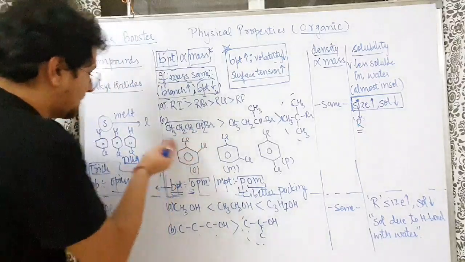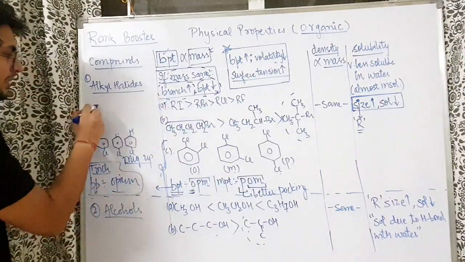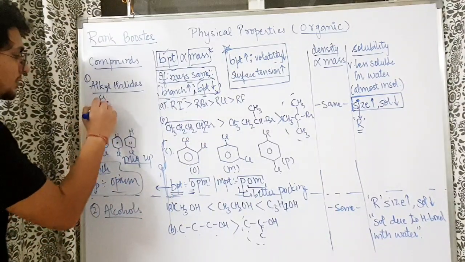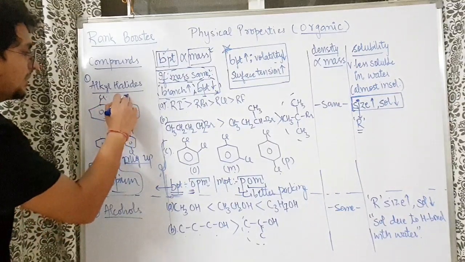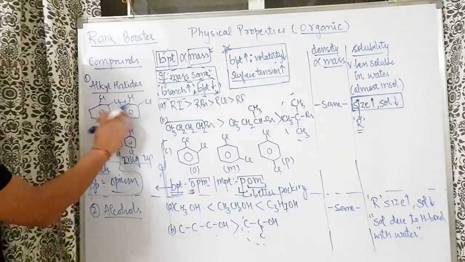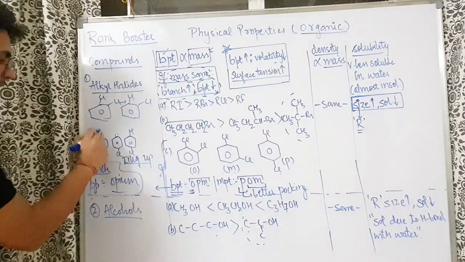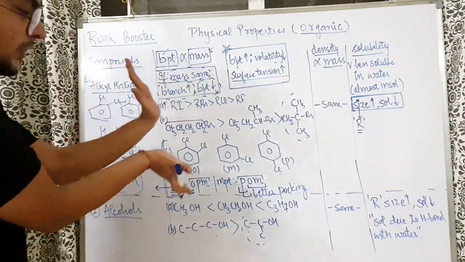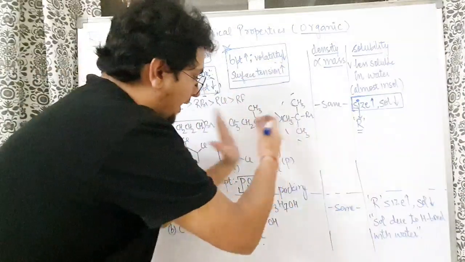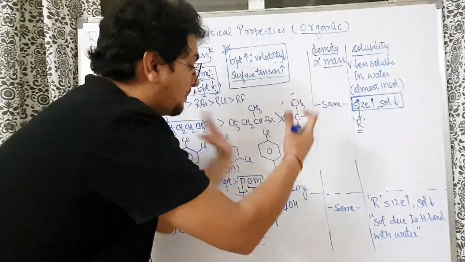Otherwise, if the chlorine is coming like this, what will happen? It will hinder. Some steric hindrance will be there. They will push each other. This will push the next one. Are you able to get it? And when the chlorines are up and down, it is very nice packing, one by one, you can nicely stack them together, you can nicely compile them together.